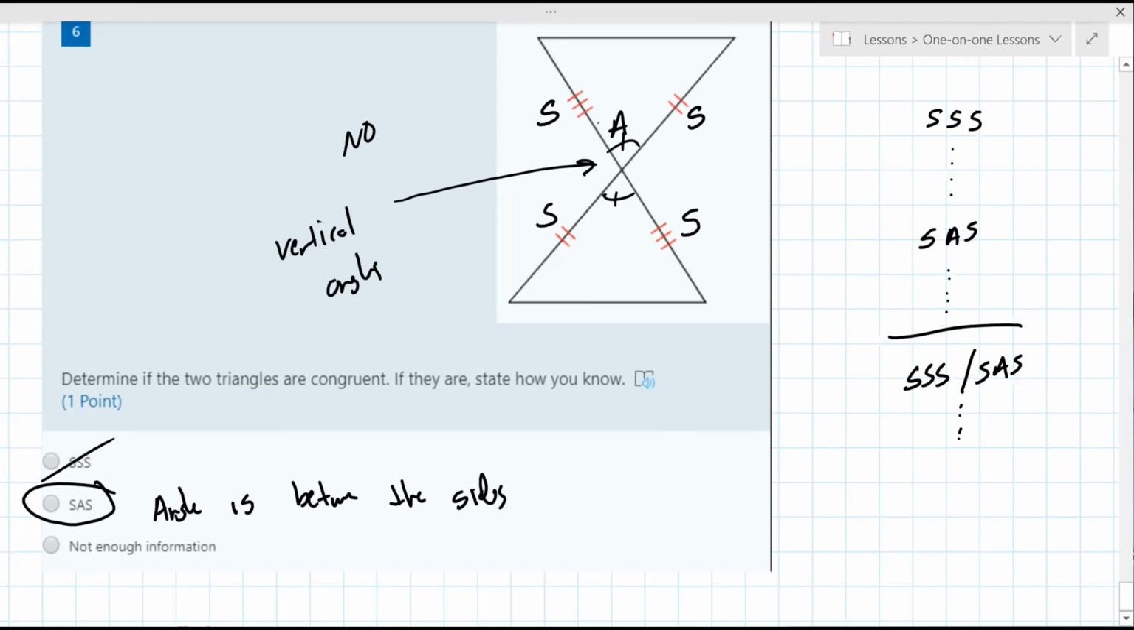Oh, okay, I get it. This angle is between these two sides. This angle down here is between these two sides. All right. That seemed to go a little better. All right.